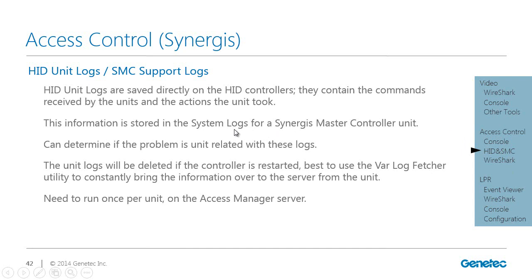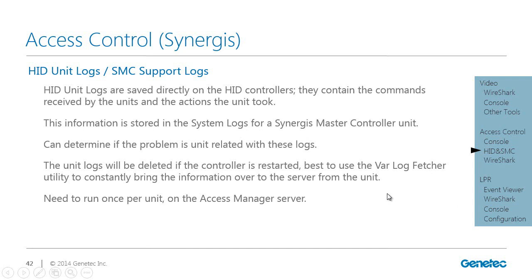Using either one, we can basically tell if the problem is related to the unit. The problem with the HID unit logs is that they're deleted when the controller is restarted. So for that, we can use the var log fetcher utility to constantly bring the information over to the server so it won't be lost in the event of a unit restart.